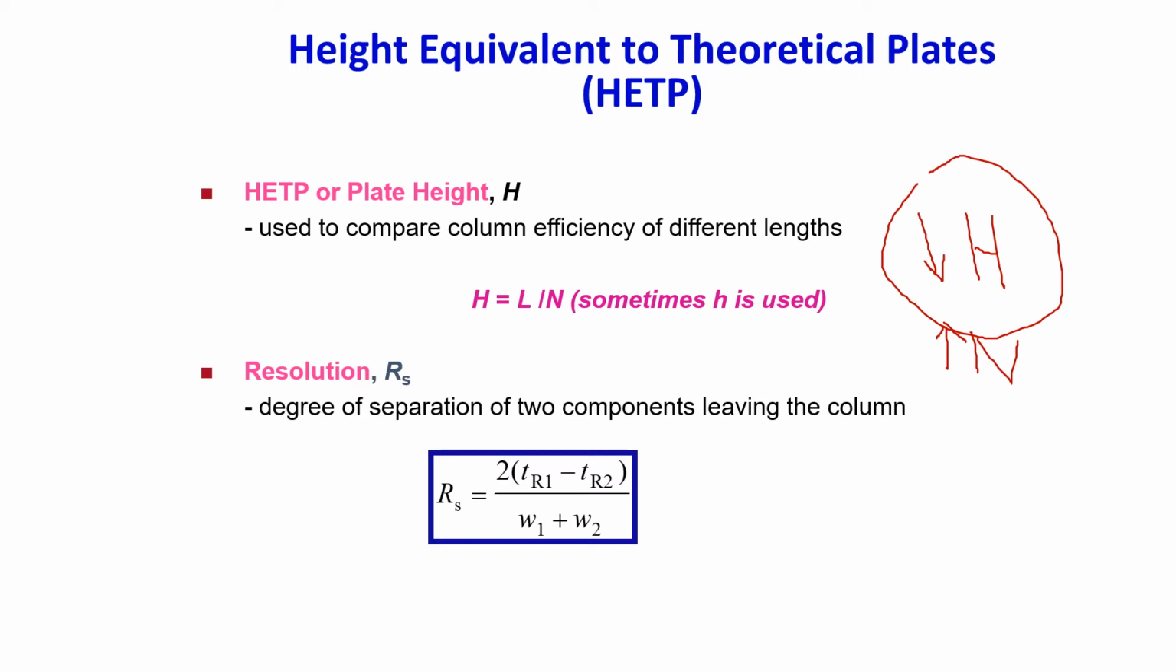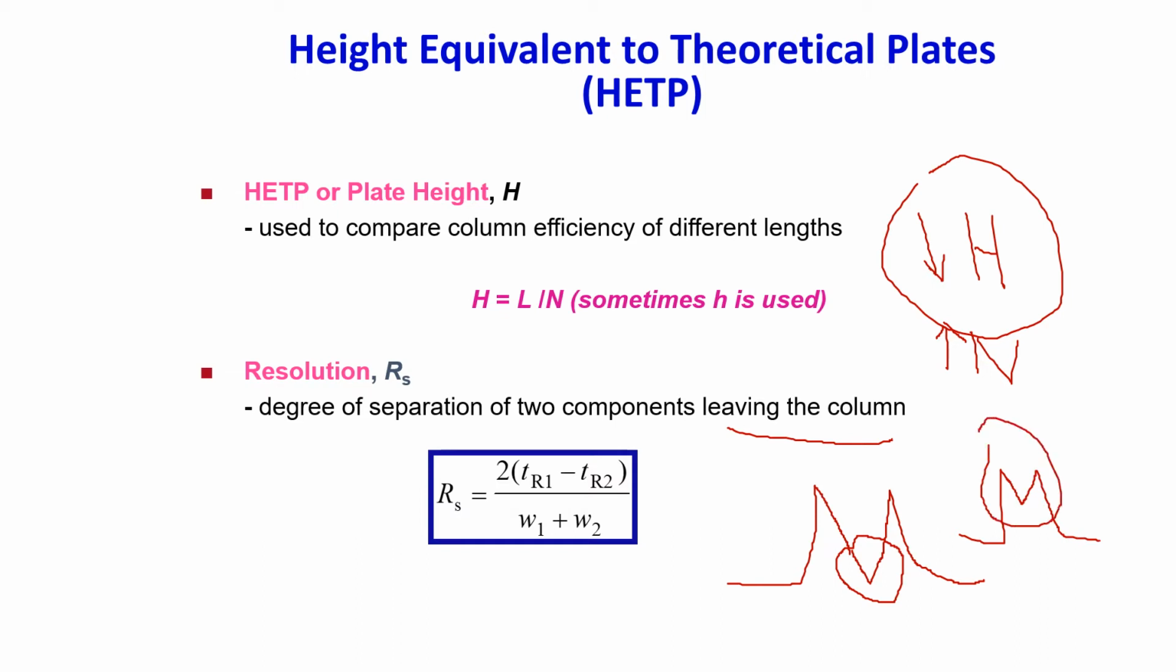Okay, so resolution is the degree of separation of two components leaving the column, or simply the resolution between two peaks. This is not a good drawing, but you can see that they are resolved. We want something like this, we don't want something like this. This one is not resolved at all. So how do we know in terms of numerical value whether the resolution is acceptable? You can calculate it using this equation. You see the retention time for the first peak and then the second one, and you calculate using the peak width of each peak.